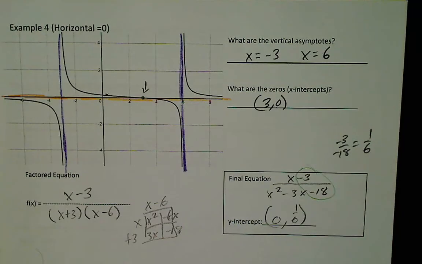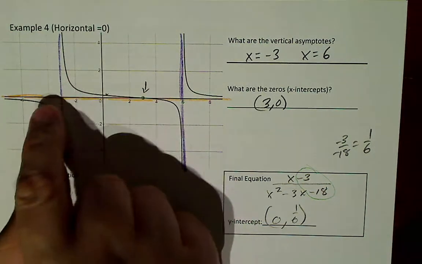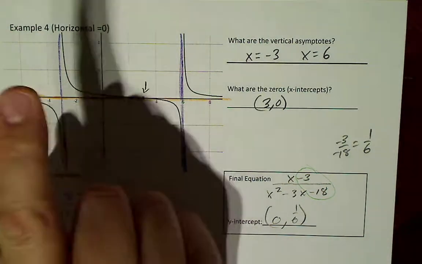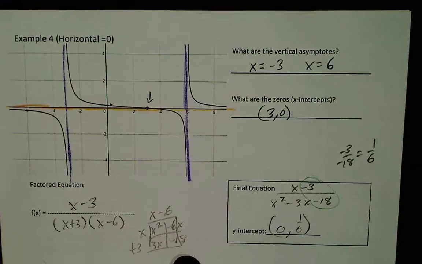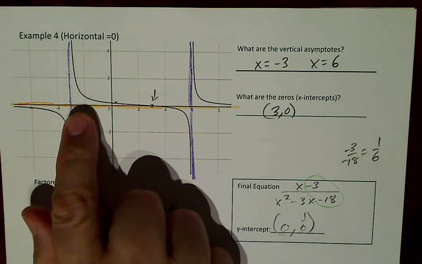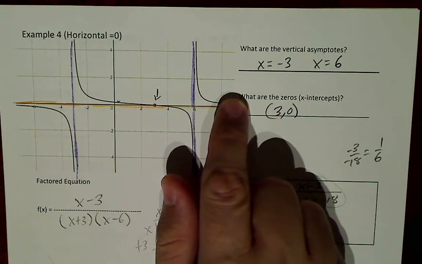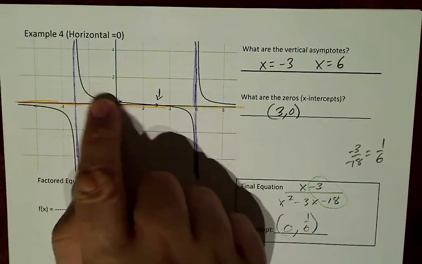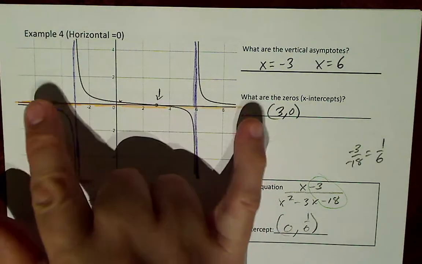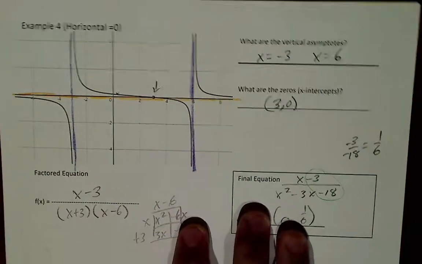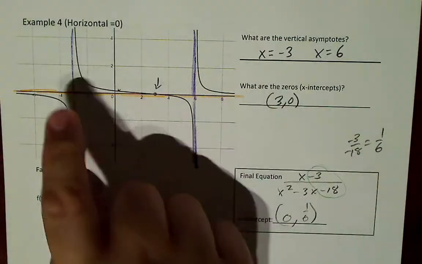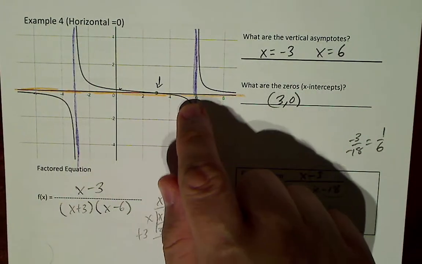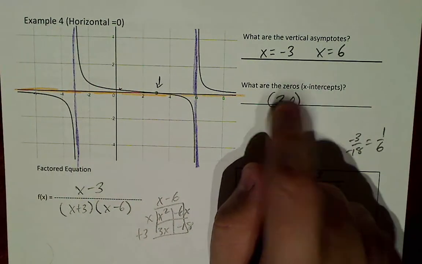Okay. Here's example 4. And again, you have a horizontal at 0, but you do have an x-intercept this time, which is doable. Now, again, I'm just going to reiterate, the horizontal only affects the end behavior of the graph, which is here and here. So it's okay to have an x-intercept so long as it's not the two ends of the graph like this. Okay. So x equals -3, x equals 6, a 0 or an x-intercept at 3, 0.